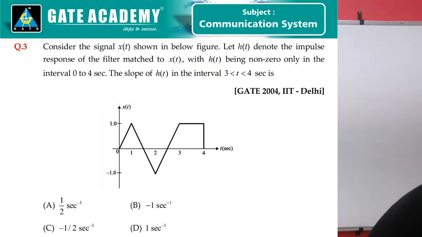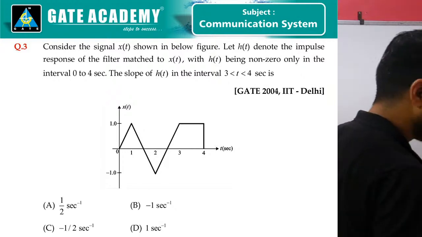Consider the signal x of t shown in the figure below. Let h of t denote the impulse response of the filter matched to x of t, with h of t being non-zero only in the interval 0 to 4. We have to calculate the slope of h of t in the interval 3 to 4. All of you have given the answer B, that is -1.